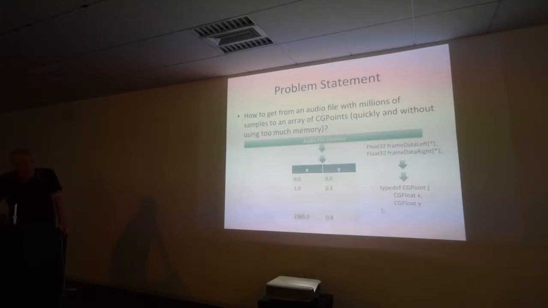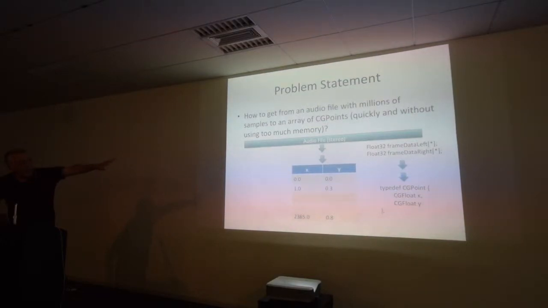So the problem statement then: a path itself is a collection of CG points, and a CG point as a structure is two CG floats representing an X and Y location on the screen, and the CA shape layer interprets that as a point to draw from one to another, to another. So as we push that array of CG points into the layer, it will take the first one, move to there, take the second one, draw a line to there, move to the third one, etc. So that's where we've got to get to.